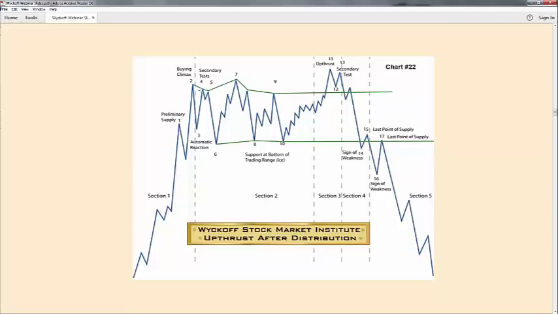Once the up move is stopped, the stock begins to move sideways in a trading range. Like accumulation, both support and resistance lines are established, and these form the trading range boundaries. Again, the resistance at 2, 4, 5, 7, and 9, the support at 6, 8, and 10. Once we reach the last resistance point, we go horizontally off to the right, and the same with support, horizontally off to the right.